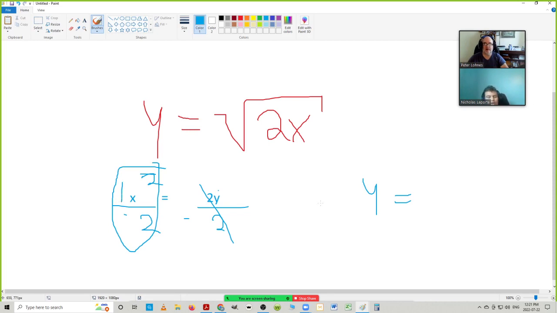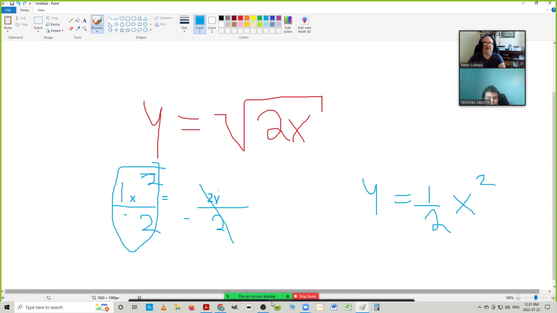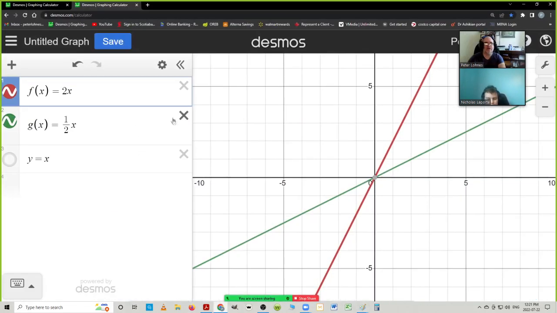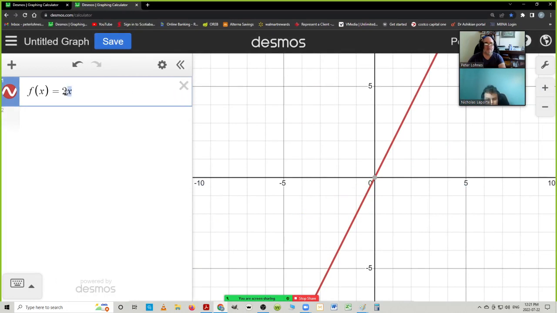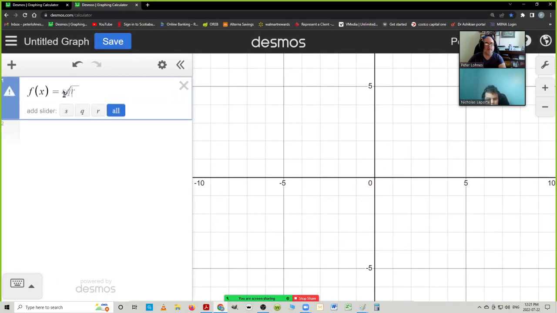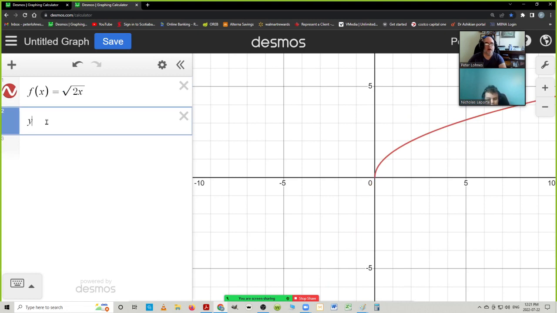But what do I write? y equals 1 half x squared. No, I don't like to write it like that. So I would actually write it like this. Why? Because then I can see the transformations clearly. I can't see the transformations clearly if I write it like that, but I can see them if I write it like this. So let's see if that's true. Let's see what happens. Here's our main one, and here's our inverse one.